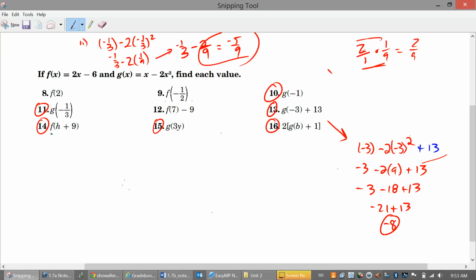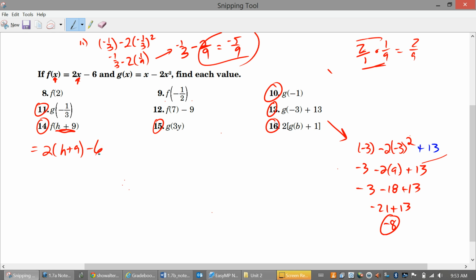where it goes. Okay, so on f, we have f of x, and our x is there. Instead of x now, we have an x plus 9. We're going to take that and put it in the spot where x is. That's how we put it inside the machine. It goes in the spot where the variable is. So we're going to do 2 times h plus 9 minus 6.